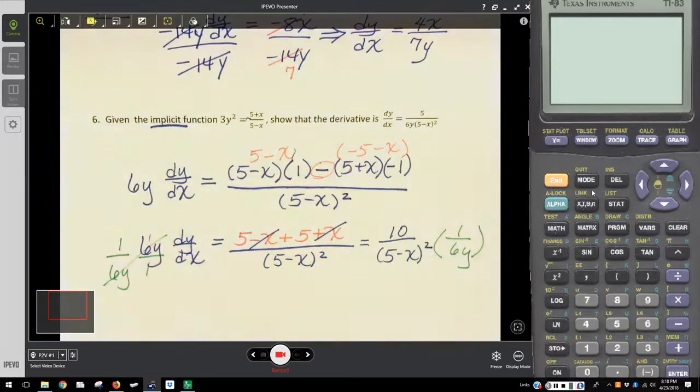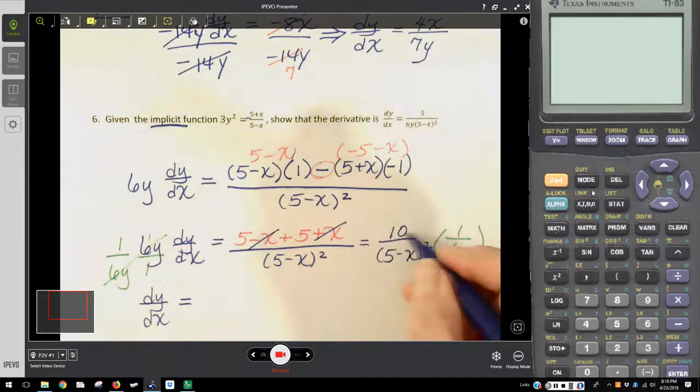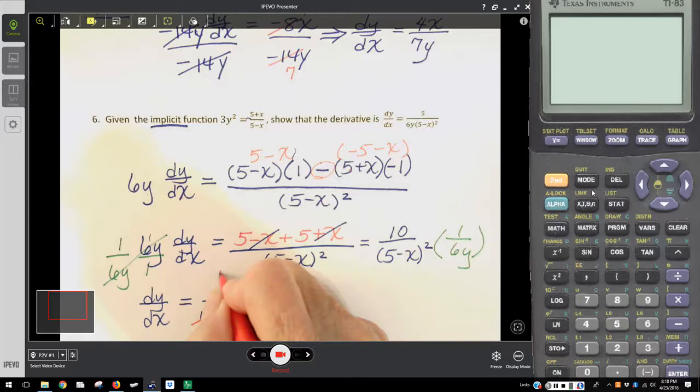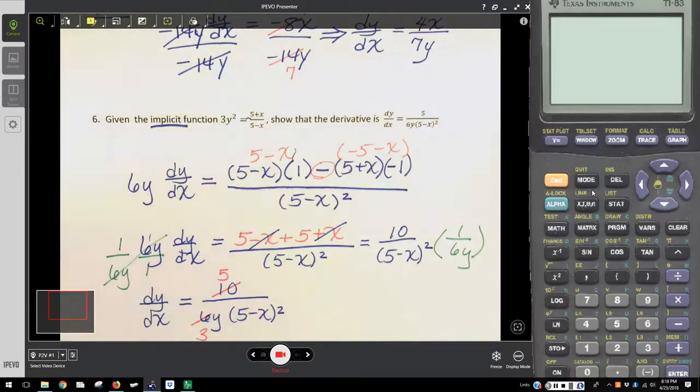So those 6y's cancel, which will leave us with just dy/dx on this side. And 10 times 1 is 10 over 6y times 5 minus x, quantity squared. But again, because both 10 and 6 are even, we can divide both of those by 2. Which leaves us with dy/dx is equal to 5 over 3y.